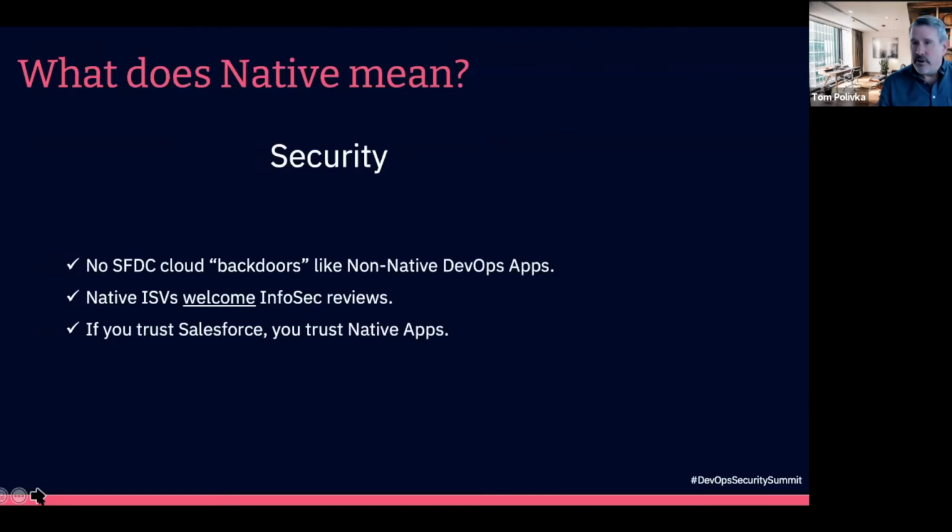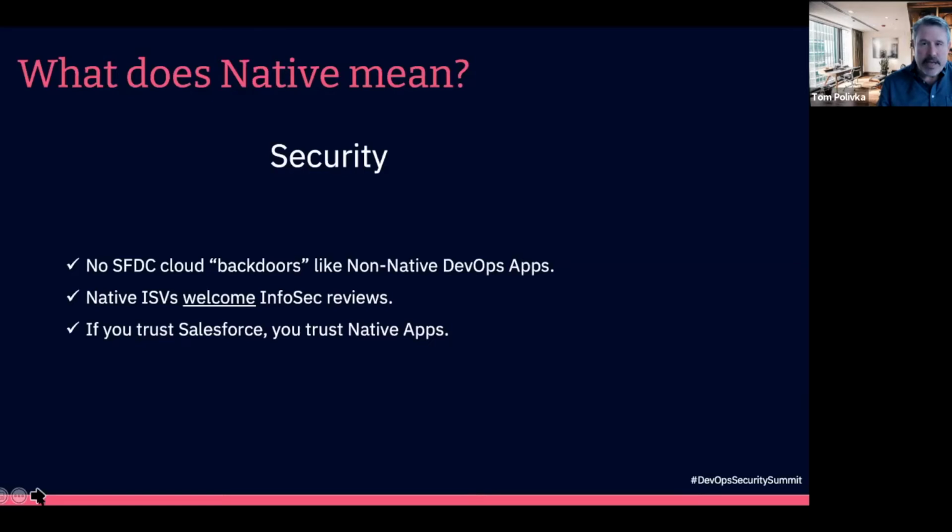And then finally, security. We're here to talk about DevSecOps, so we really want to hit this one hard. But what native means from a security standpoint is, first and foremost, there are no back doors. If you're using a native application, you're not using an API to access that data to come in from another cloud environment, which is obviously a security violation. When you look at opening up IP ranges and things like that, that can be a flag, or should be a flag, to InfoSec, to CISOs, et cetera.